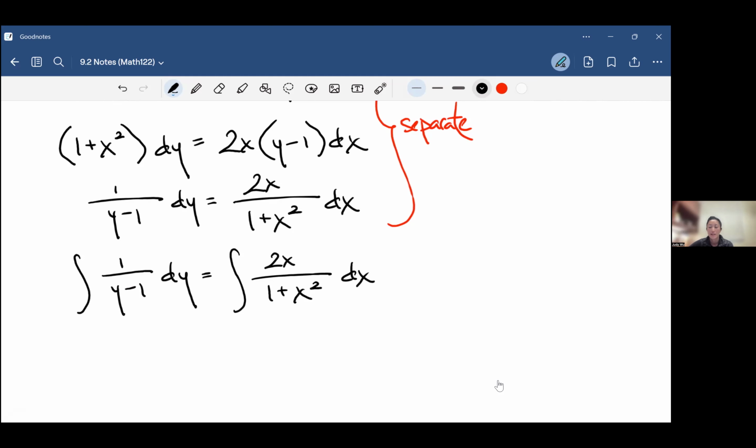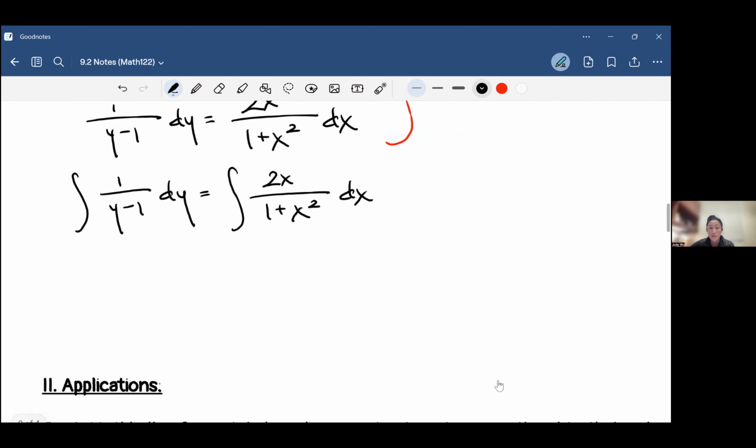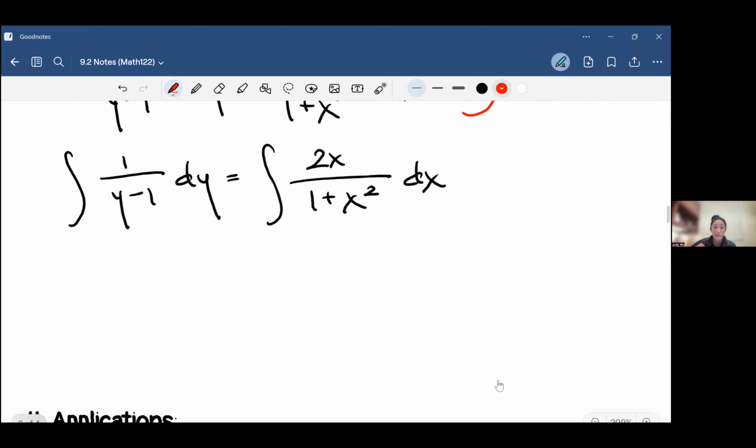Now, in this problem, I intentionally chose this one because I wanted us to remember rules beyond just our power rule. In particular, one rule that's pretty important here is our u-substitution. U-sub comes up again and again, but I'm going to use it on both sides. On the left-hand side, I'm going to let u equal y − 1, and my du equals just 1 dy.